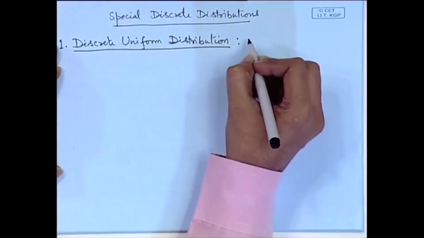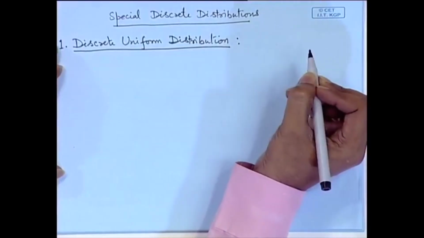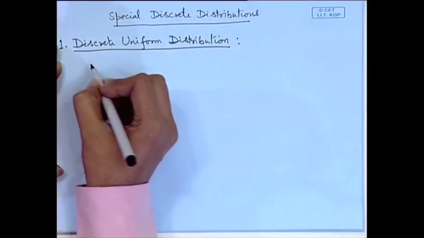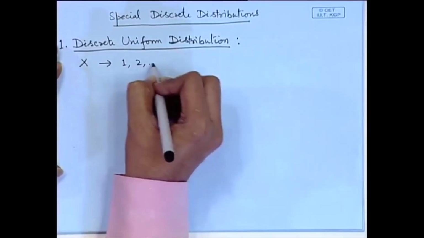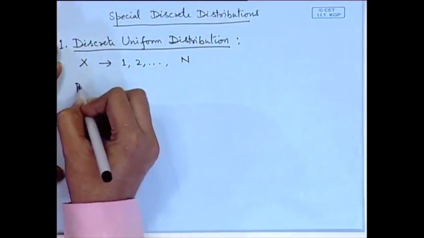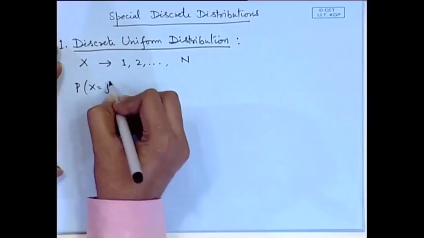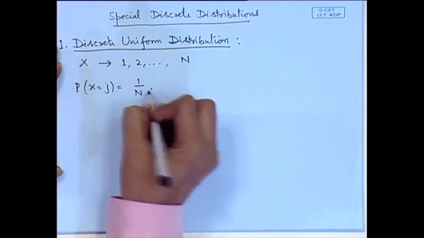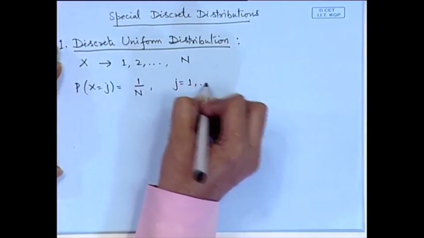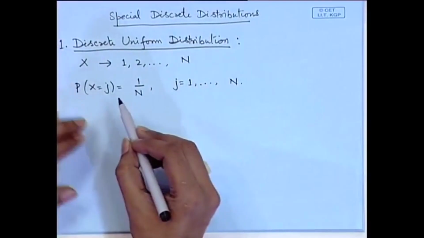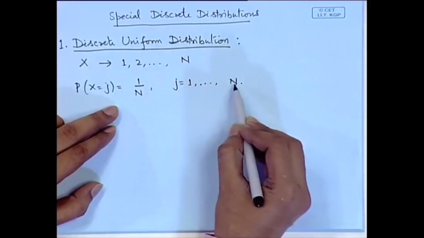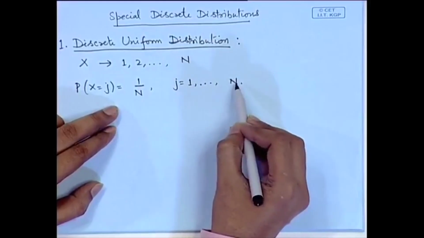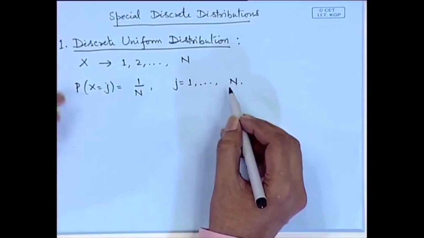As the name suggests, it allots uniform weights to various points. A random variable x takes values, say, 1 to n, and the probability that x is equal to j is equal to 1 by n for j equal to 1 to n. That means this probability distribution gives equal weight 1 by n to n distinct integer valued points. This type of distribution arises in the classical theory.